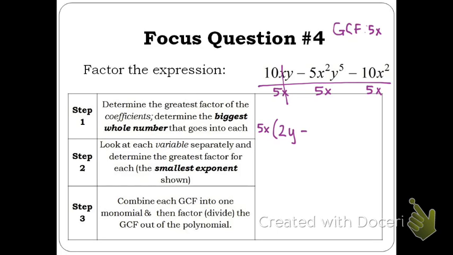X squared divided by x to the first power is x to the first, but we're not going to put the 1. And then we have y to the fifth. Again, y was not in the GCF, so that carries down into the answer. And then we have minus 10 divided by 5, which is minus 2. And x to the second power divided by x to the first is x to the first, or just minus 2x. So again, here we are with 5x times 2y minus xy to the fifth power minus 2x.